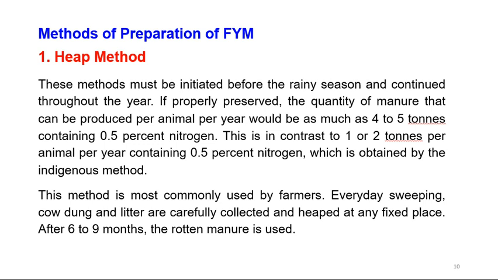This method is commonly used by farmers. We already know it from the previous class. Every day, sweepings, cow dung and litter are carefully collected and heaped at a fixed place. After 6 to 9 months, the rotten manure is finally used.